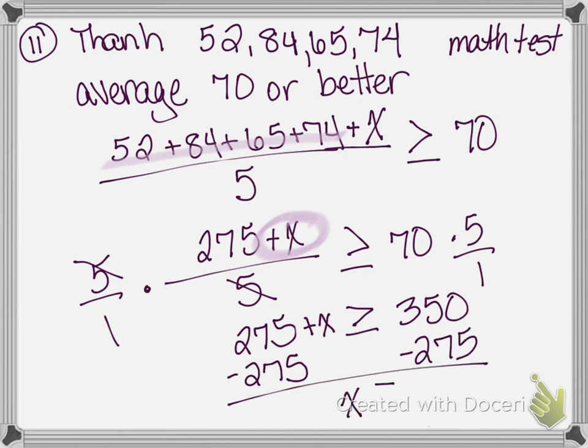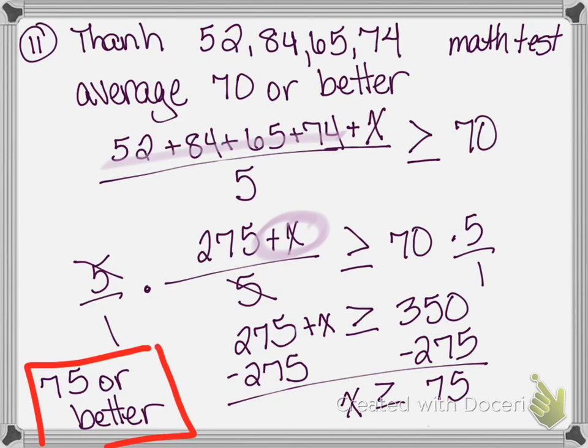So what does Tan have to make on his test? Yeah, he's got to have a 75 or better. Okay? 75 or better on the test. 75 or better. Okay? We've got time for one more.